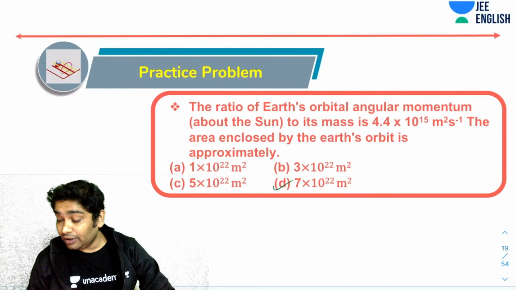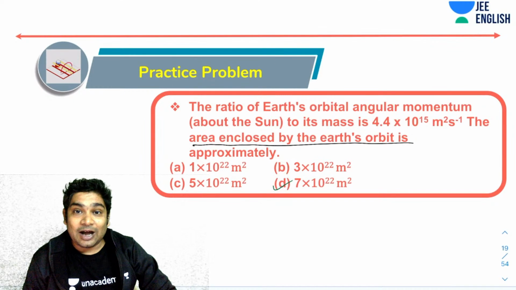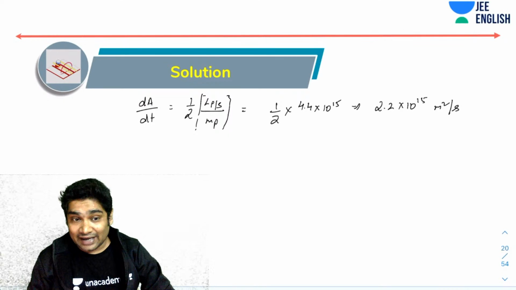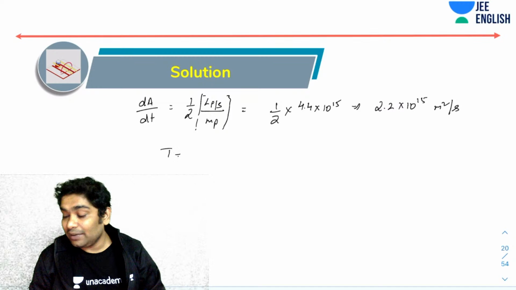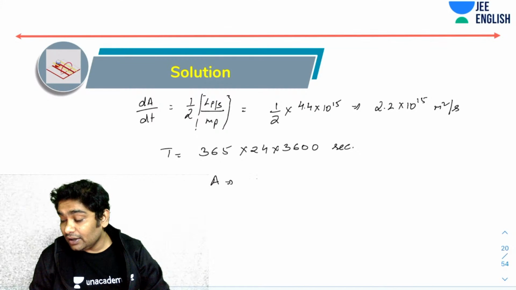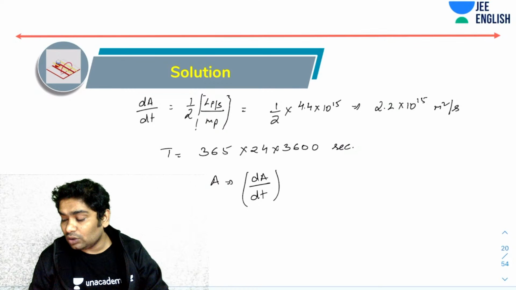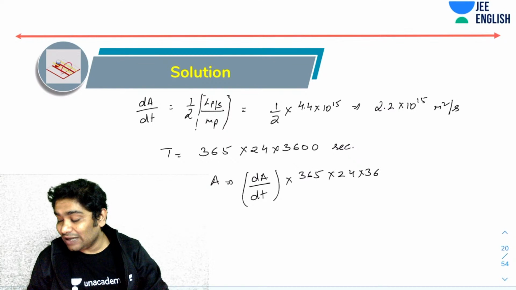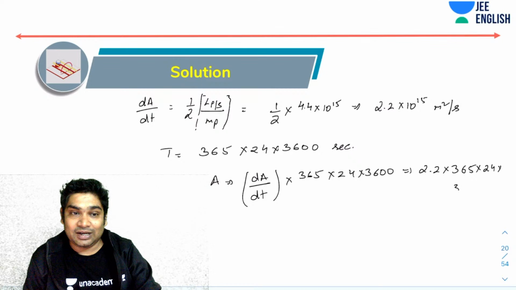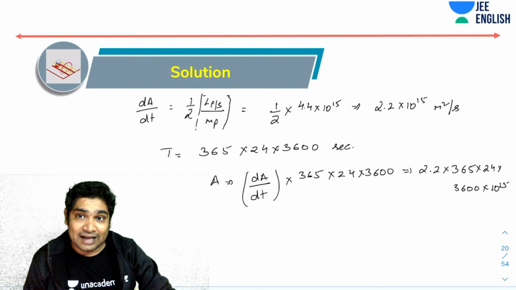Now, what has been asked of you? You have been asked the area enclosed by Earth's orbit. How much time does Earth take to cover one entire orbit? Time I know, areal velocity I know. If I multiply those, I can get the area covered. Time is 365 days, which is 365 into 24 into 3600 seconds. So the area would be dA by dt, the areal velocity in meter square per second, into the total time. That is 2.2 into 365 into 24 into 3600 into 10 to the power 15. That will be your answer. A little bit of calculation, but if you do that, you should be getting option D as your answer.